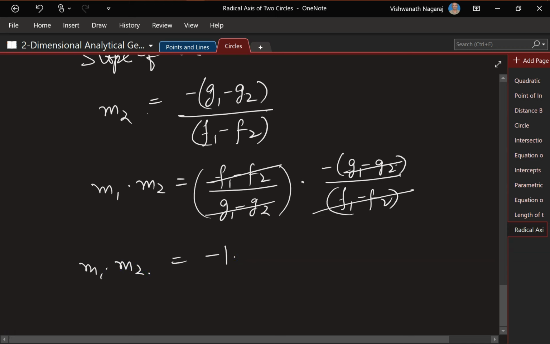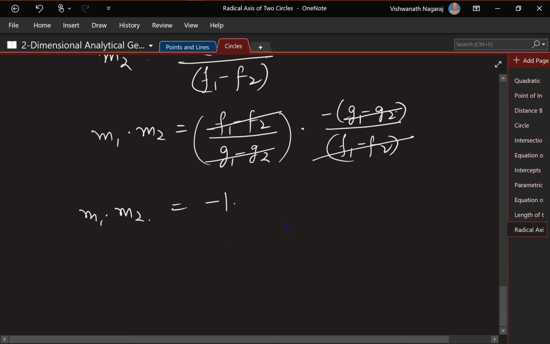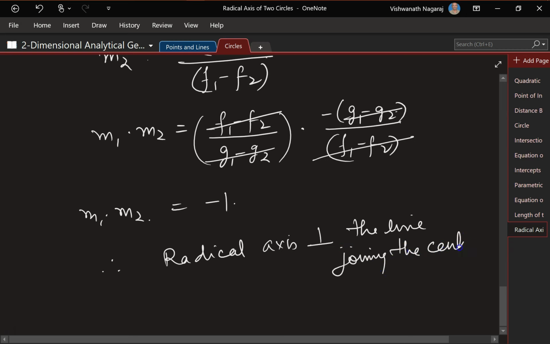So the product of the slopes of the line joining the centers of the circles and the slope of the radical axis is minus 1. So therefore they are perpendicular to each other. So a radical axis is perpendicular to the line joining the centers of the circles.